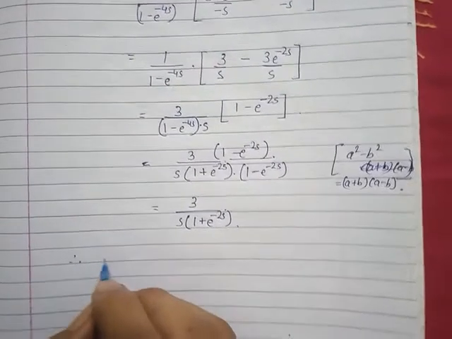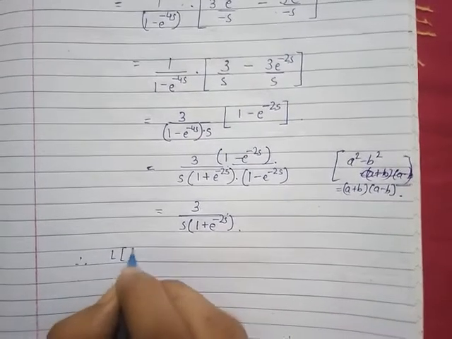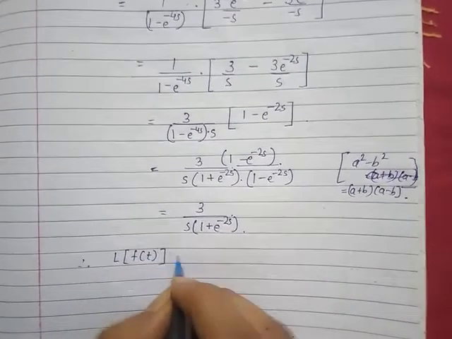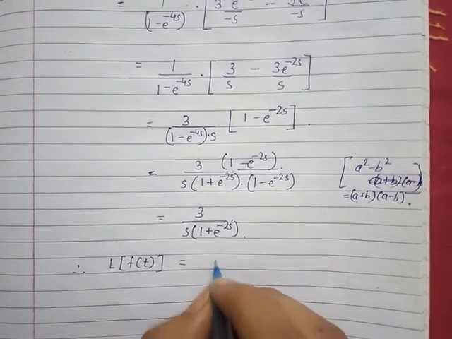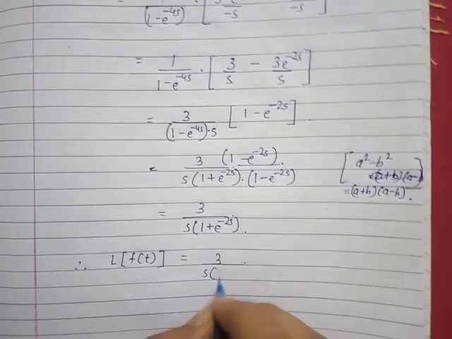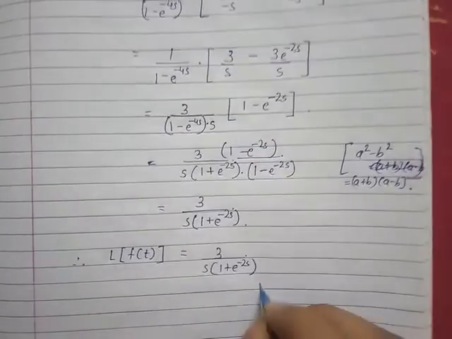Therefore our Laplace of f of t, the Laplace of the periodic function, will be 3 upon s, 1 plus e raised to minus 2s. This is the answer.